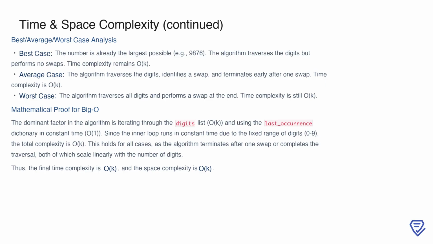Since the inner loop is constrained to a fixed number of iterations, the total complexity scales linearly with the number of digits. Therefore, the algorithm achieves a final time complexity of O(k) and a space complexity of O(k), making it highly efficient for this problem.